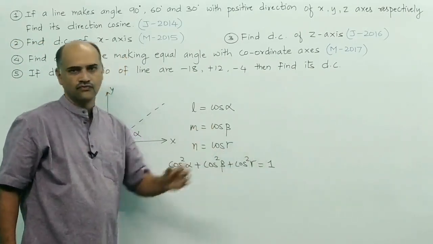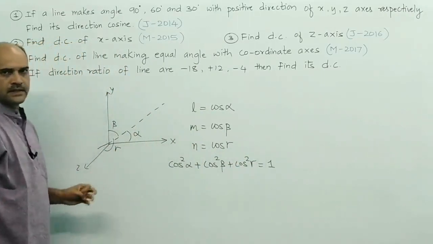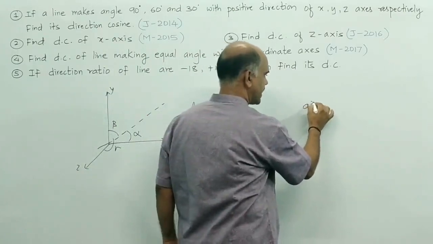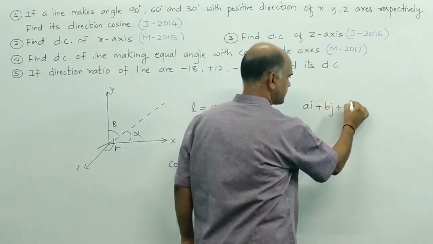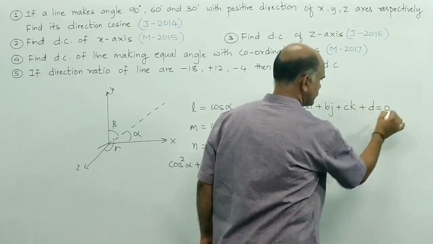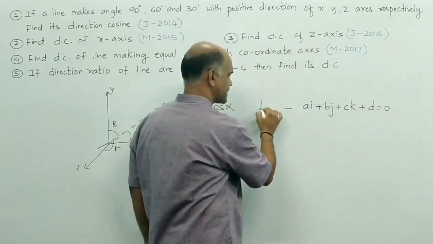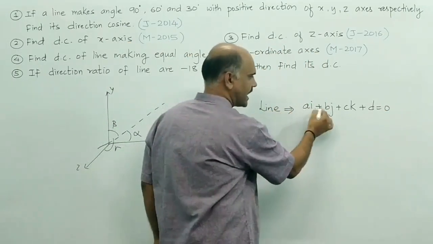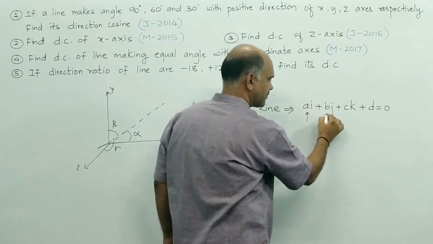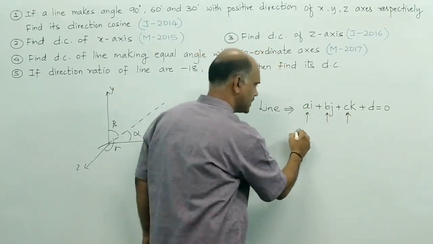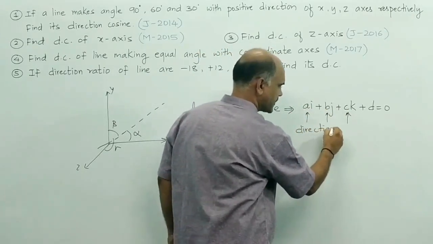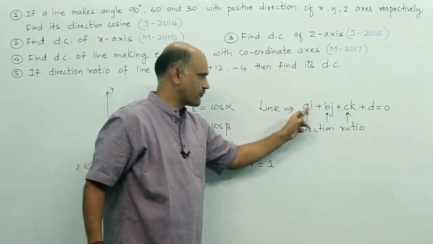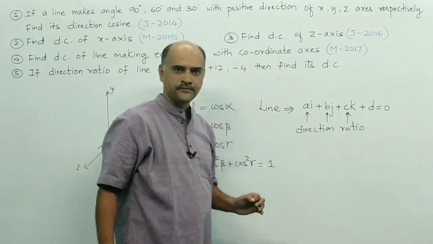Now similarly, suppose a line is denoted in vector form, that is AI plus BJ plus CK plus D equal to 0. Suppose this represents a line. Then the coefficients of I, J, K, that is A, B, C, are called direction ratios. That is, the coefficients of I, J and K.